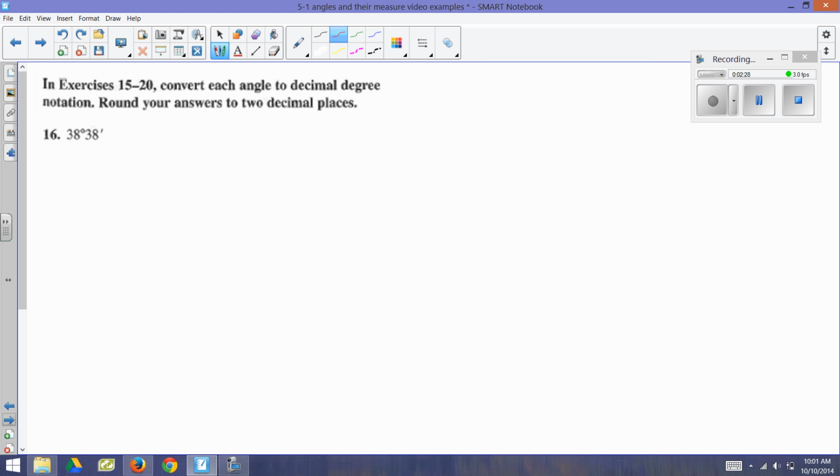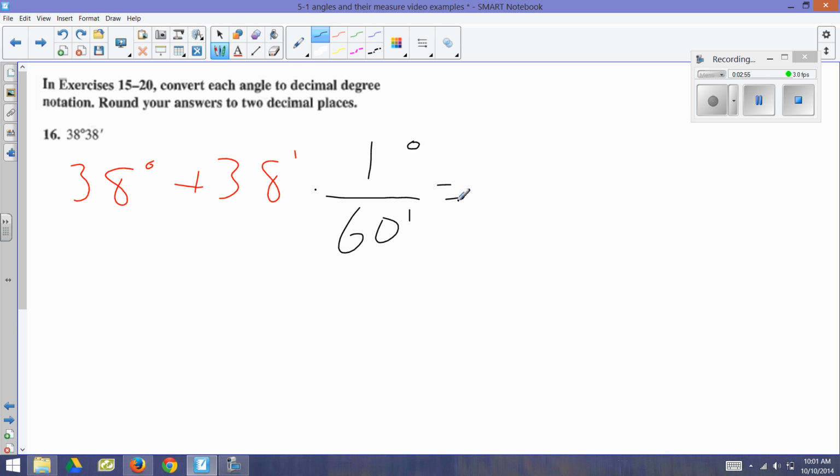Convert each angle to decimal degree notation. Round your answers to 2 decimal places. So I want degrees. So I have 38 degrees plus 38 minutes. So the minutes are what I want to convert. So I need minutes on the bottom, degrees on the top. And I hope you know that 60 minutes is 1 degree. So that's what I wrote there.